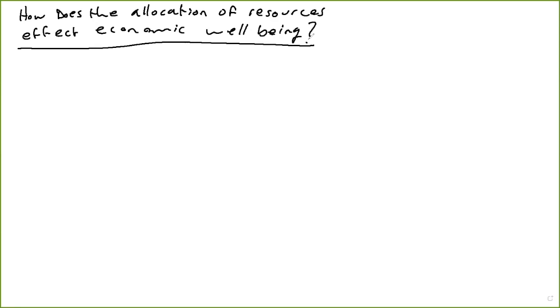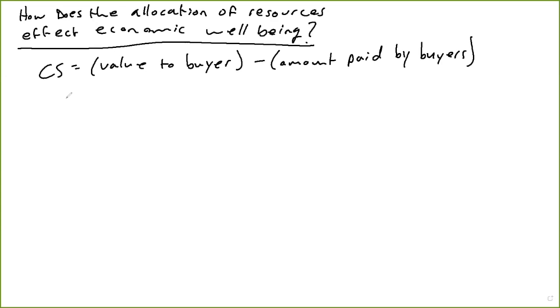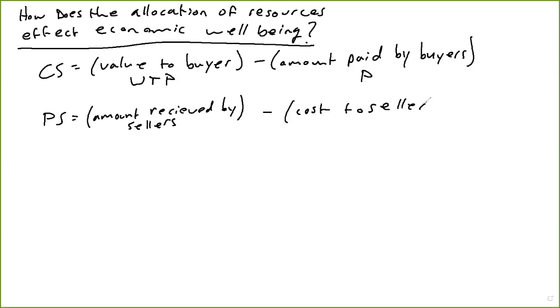So we started this module off with this motivating question, which was how does the allocation of resources affect the economic well-being of different market participants? So we looked at consumer surplus, which is the value to buyers minus the amount paid by the buyers. Another name for these things is willingness to pay and price. And then we defined producer surplus, which is the amount received by sellers minus the cost to the sellers, also known as price and cost.